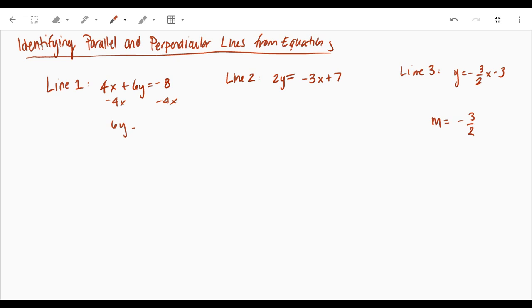And we'll have 6y equals negative 8 minus 4x. We'll divide everything by 6. So y is negative 8 over 6 minus 4 over 6x. And we'll reduce. y equals negative 4/3 minus 2/3 x. Okay. So then the slope there would be negative 2/3.